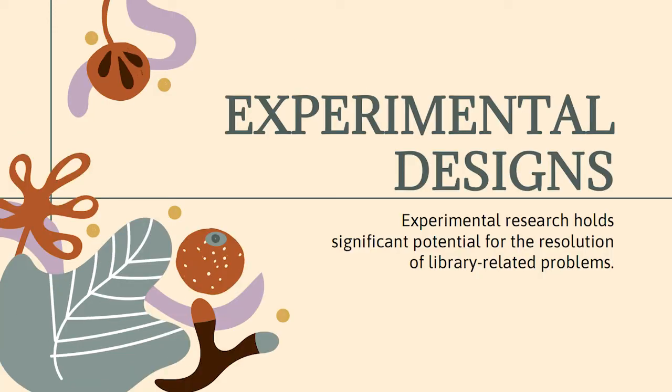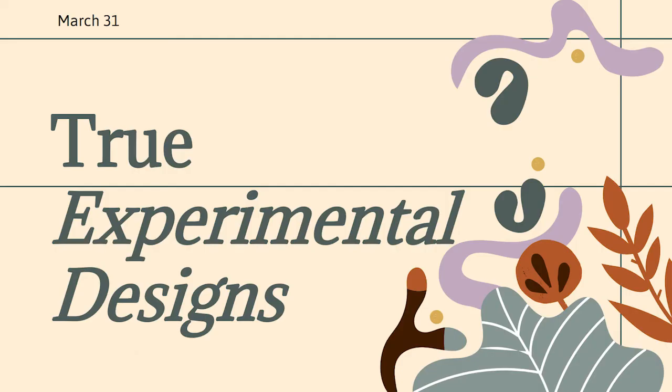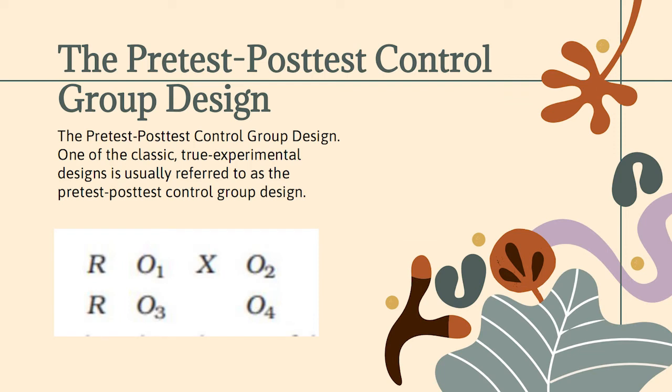Experimental designs. Experimental research holds significant potential for the resolution of library-related problems. Survey research methods are not able to provide the researcher with enough control over extraneous variables. True experimental designs. 1. The pretest post-test control group design. One of the classic, true experimental designs is usually referred to as the pretest post-test control group design.